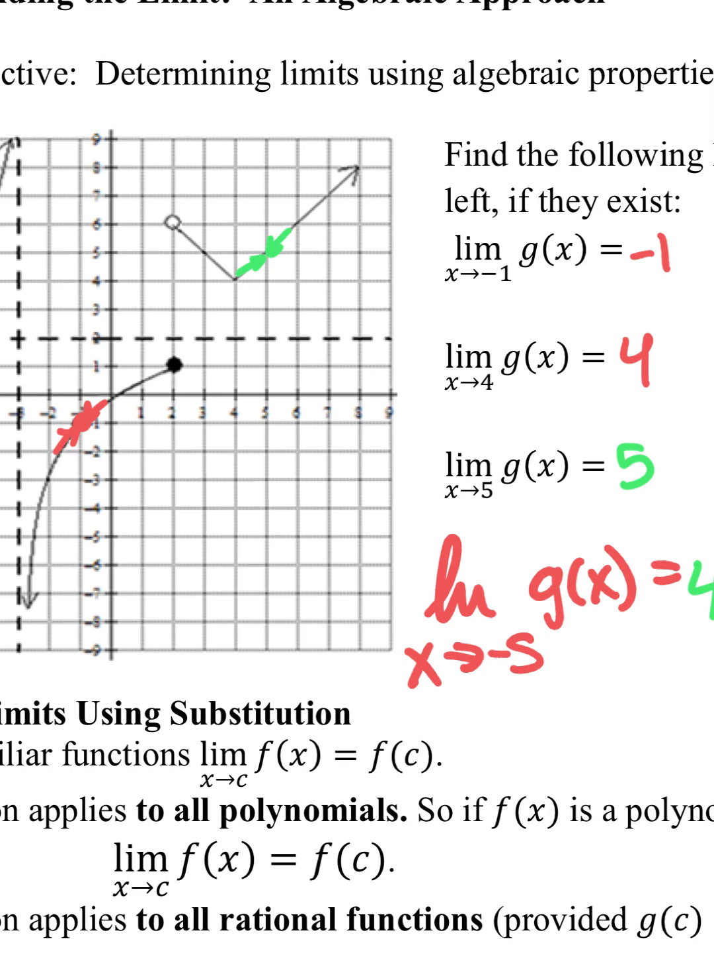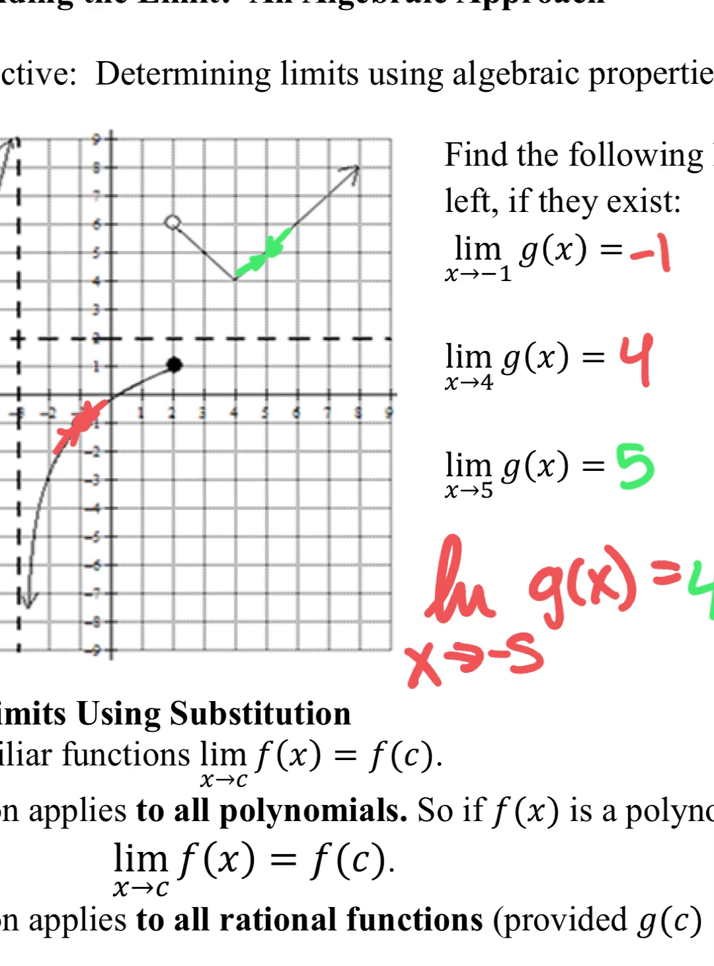So most of the times, because most of our functions are continuous, the limit will equal the function value, okay? This helps us because what we're going to do next is evaluate limits algebraically. So I give you equations instead of graphs, right? And you're going to have to find the limit from the equation.